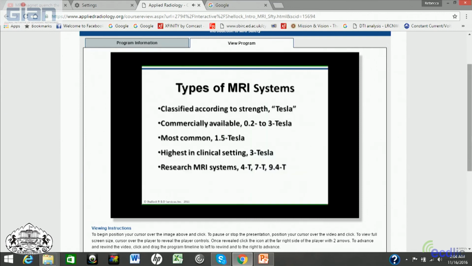Various types of MRI systems exist, and they are typically categorized in terms of the strength of the static magnetic field. Commercially available scanners range from 0.2 to 3 Tesla, with the most commonly used MRI system operating at 1.5 Tesla. The highest field strength scanner currently used in the clinical setting is the 3 Tesla MRI system.